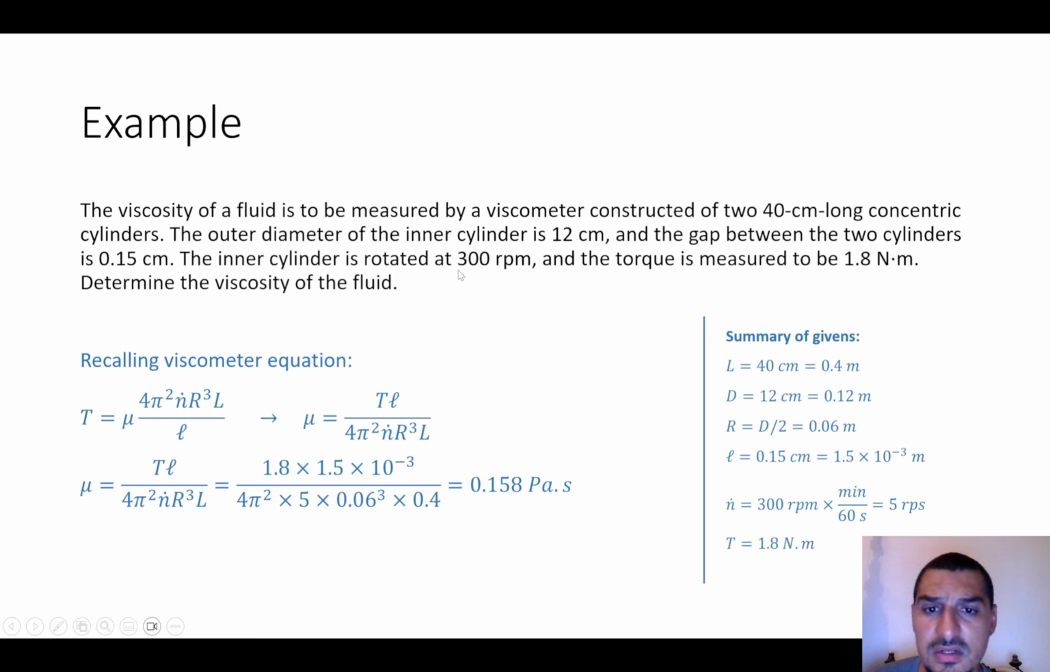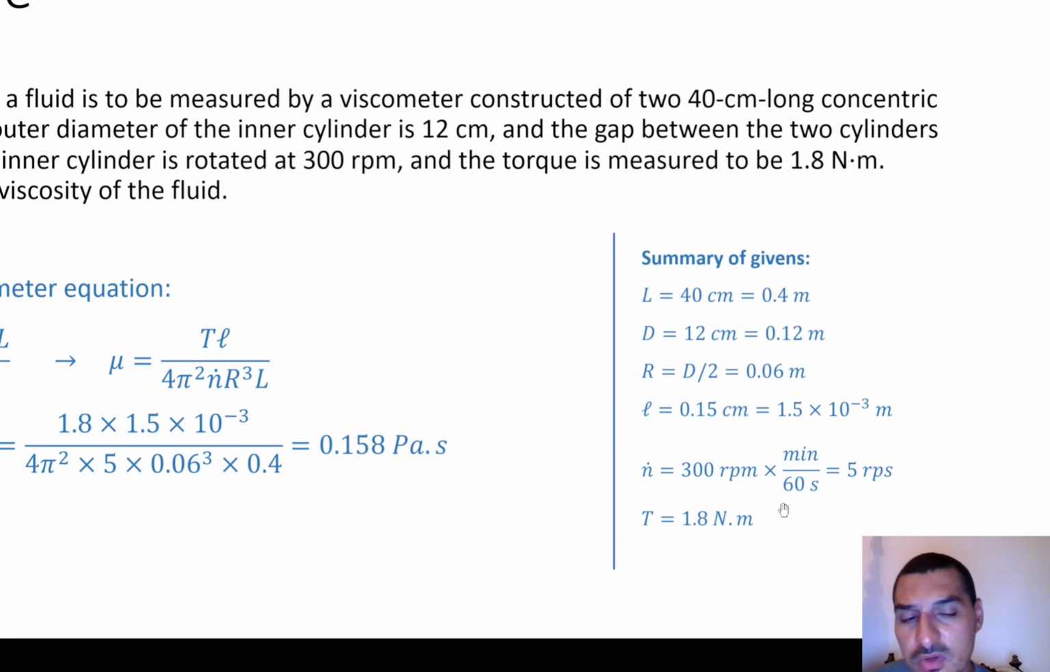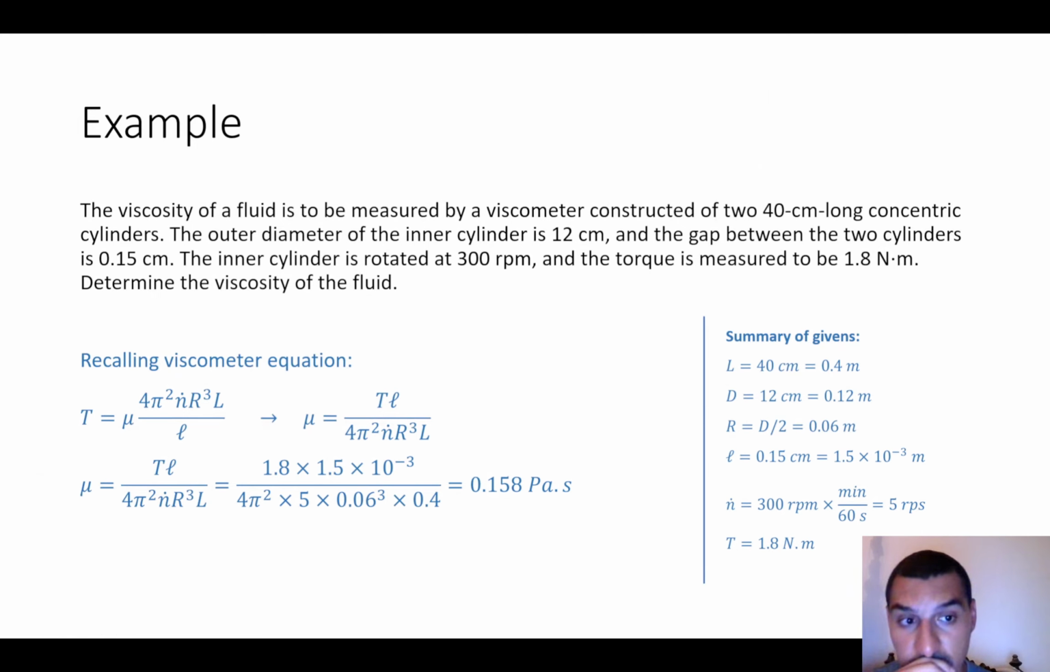The inner cylinder rotates at 300 RPM. So this is the speed, 300 RPM. And of course, we are using SI units, so 300 RPM is 5 RPS, which is rotations per second. And we know the torque is 1.8 Newton meter, so we want to calculate the viscosity. It's going to be very straightforward. You're just rearranging the equation, putting everything together, and substituting the numbers with the proper units, and then you can calculate the viscosity to be 0.158 Pascal second.